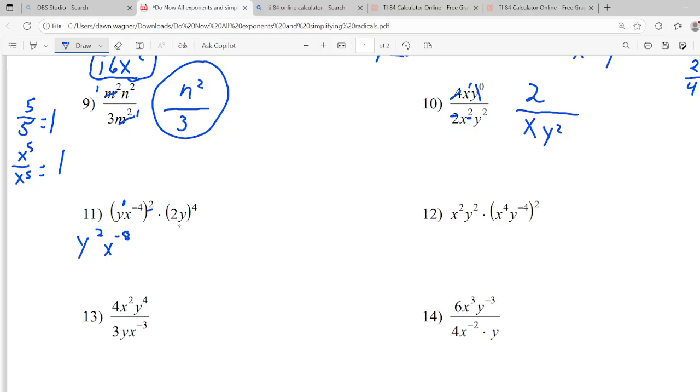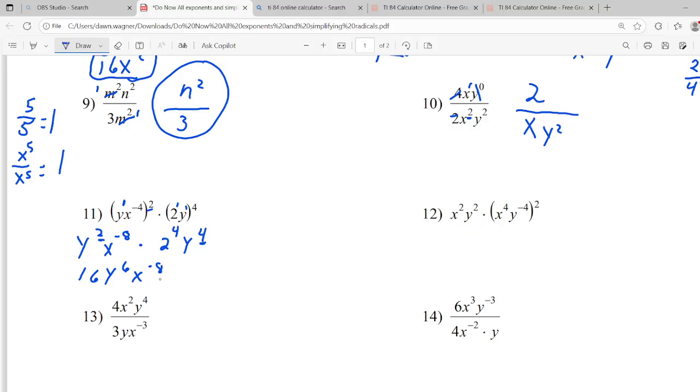And then what do I do over here? So 2 to the 4th power and y to the 4th power. Good. Now, what do I do next? So 2 plus 4. So the 2 times 2 times 2 times 2 is 16. You usually put that number in the front there.